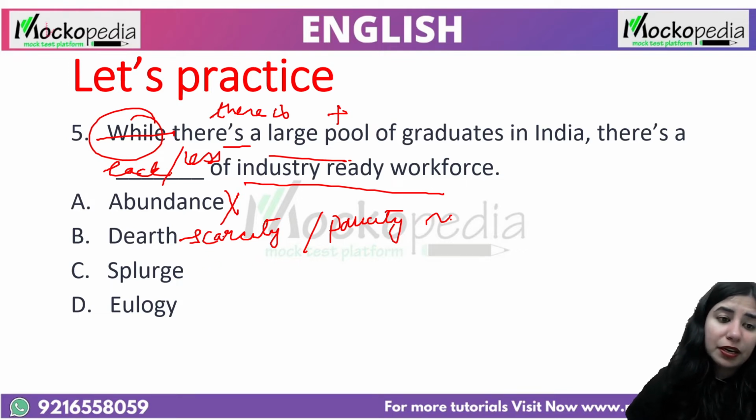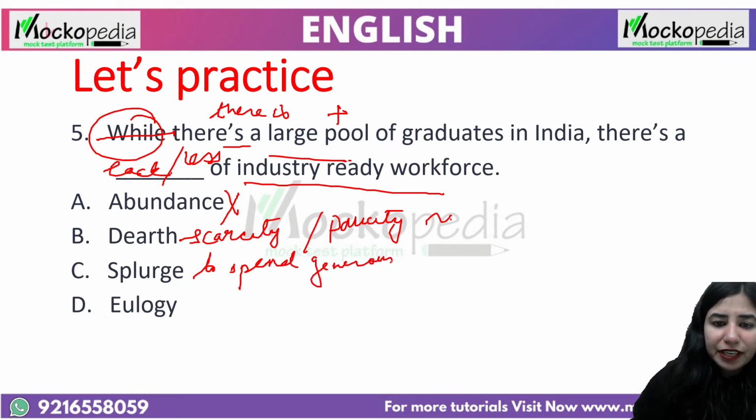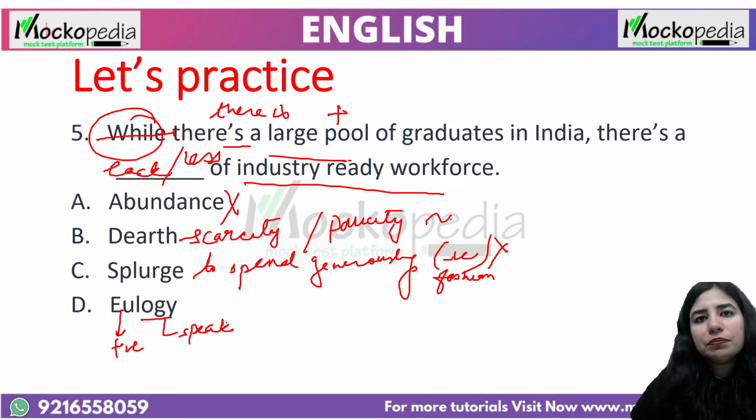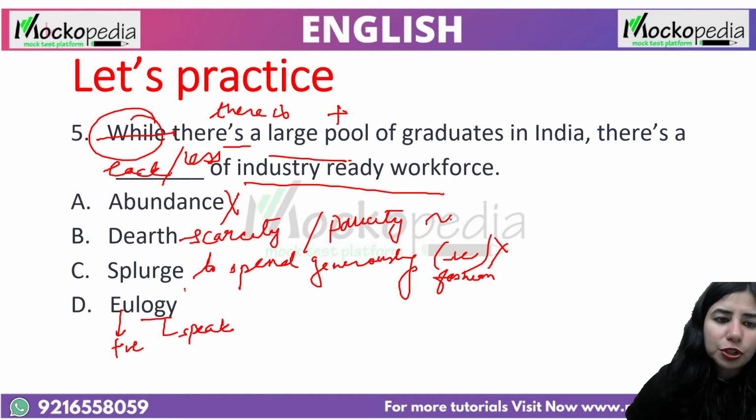Splurge means to waste money, right? So to spend generously in a negative way. So splurging is in a negative fashion, right? So even splurge will go out, lack, right? Or eulogy comes from two words. EU means positive or good, and LOG is speak. So eulogy is a speech given usually to praise somebody after the death, right? So eulogy also goes out.